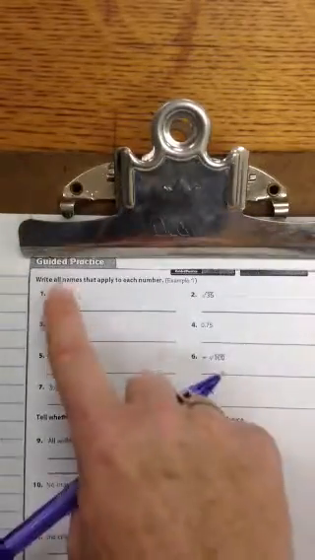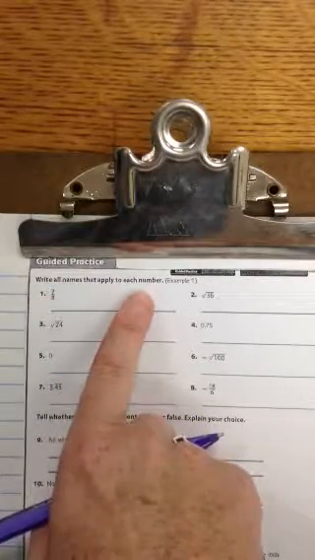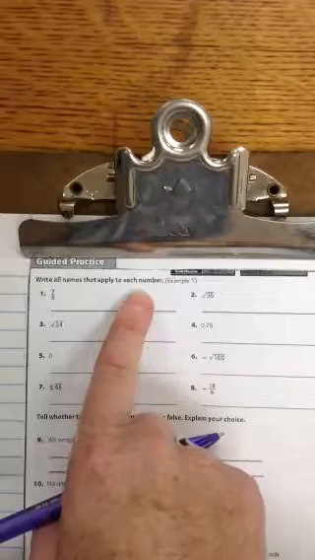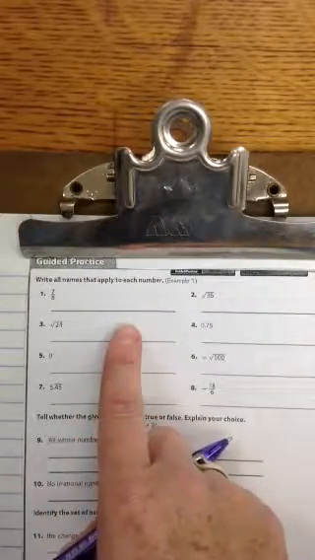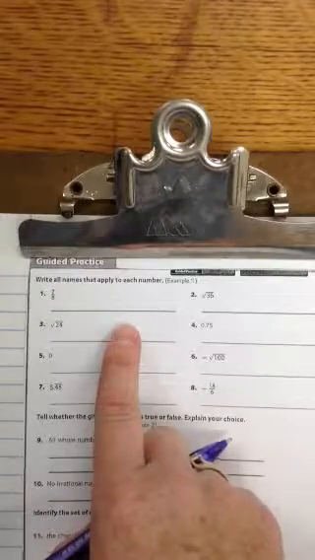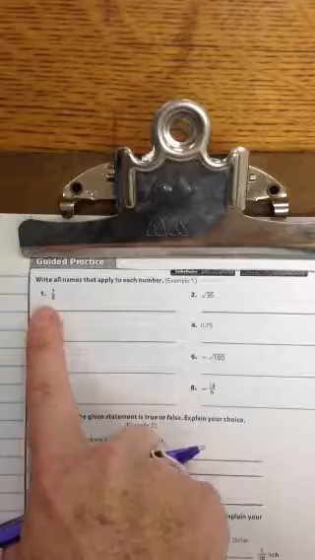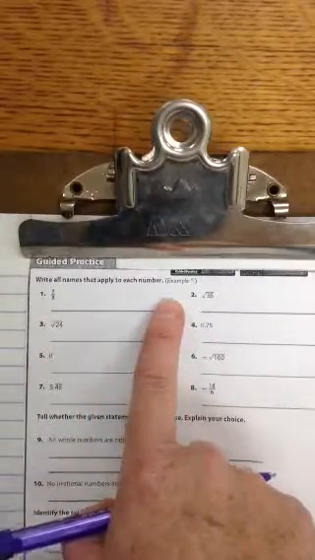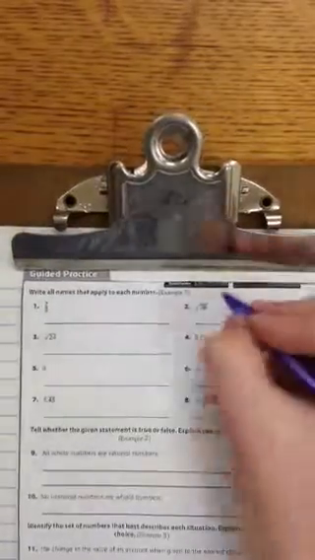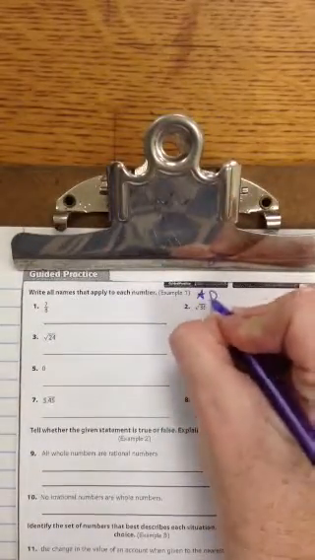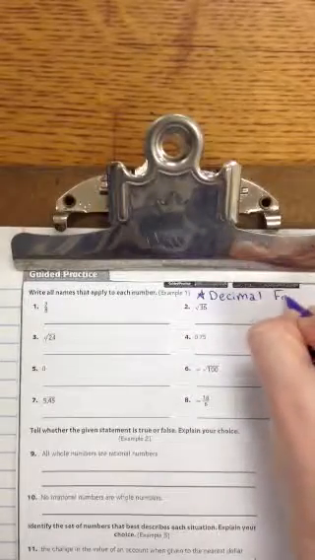So for the directions, it says write all names that apply to each number. So the names that they're asking for, like, is it a real number, is it rational, is it irrational, is it an integer, whole, or counting number? We want to write everything that this one is. The key to be able to do this well is that you need to write every number in its decimal form.